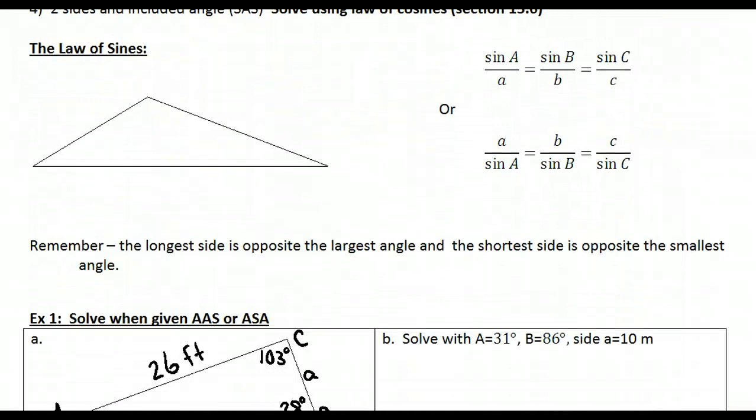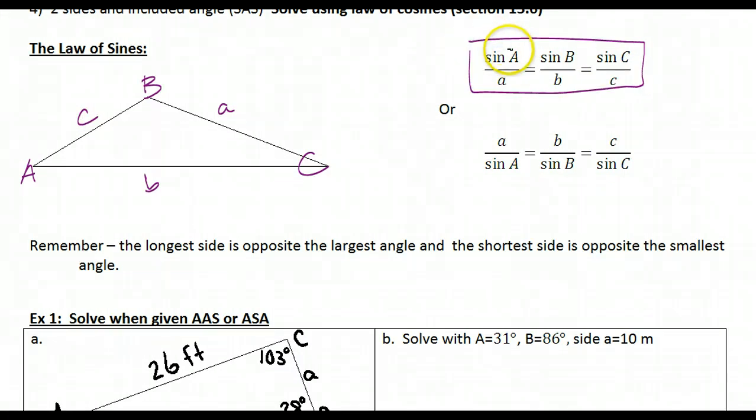Okay, so I have my typical triangle with angle A and side A across from each other, angle B and side B across from each other, and so on. And here is the formula. I have it all listed for you. So if I take the sine of an angle divided by its side, it's equal to the sine of another angle divided by its side. And notice the side is across from the angle.